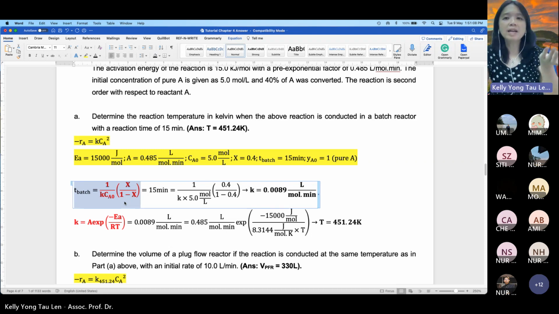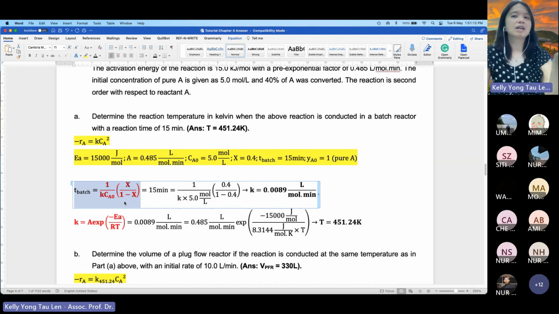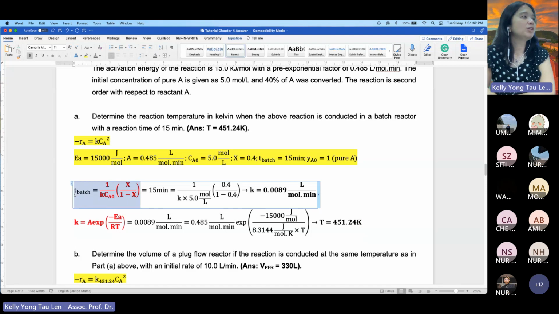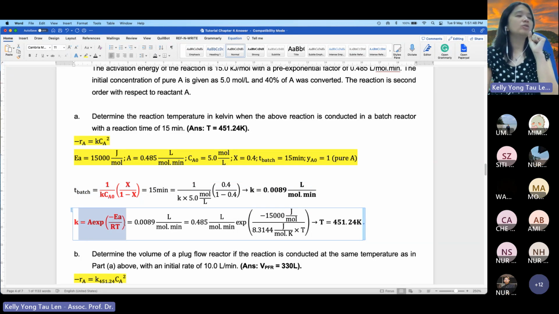Okay, so you may ask, but we want to find temperature. In this equation there is no temperature, right? But you already know fundamentally that temperature will affect the value of k. It means, from this equation, I can find k first, and I know k is correlated by the Arrhenius equation, because the Arrhenius equation gives the correlation, or relationship, between k and temperature. Meaning, from the batch reactor equation, I find k first, and the k I will replace into the Arrhenius equation for me to get the temperature.